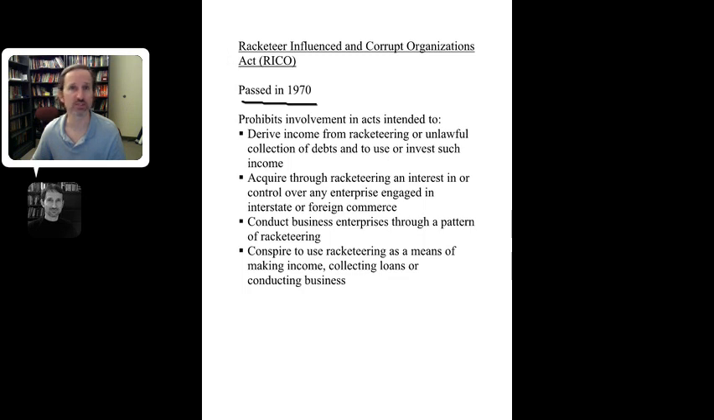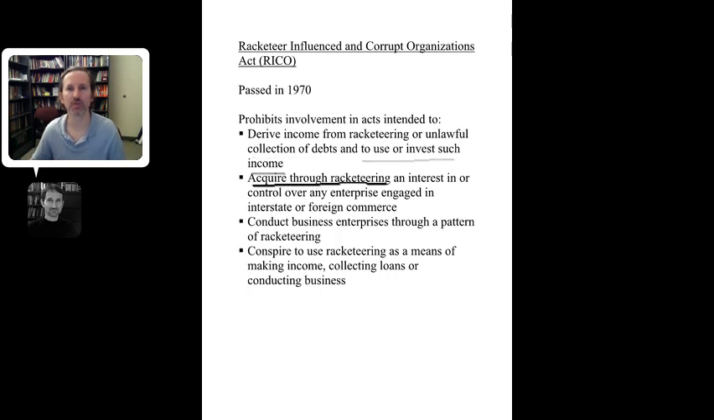Surprisingly, it's not that old. It was passed less than 50 years ago in 1970. So this focus of the federal government and state governments has become relatively a new thing on the horizon for criminologists. There are a few points that your textbook makes about RICO, and I'll go through them briefly with you. That RICO prohibits involvement in acts that are intended to do a few things. One of them is get income from the idea of racketeering, or also to the unlawful collection of debts. And it also means using and investing such income. So all of these things fall under illegal acts under RICO.